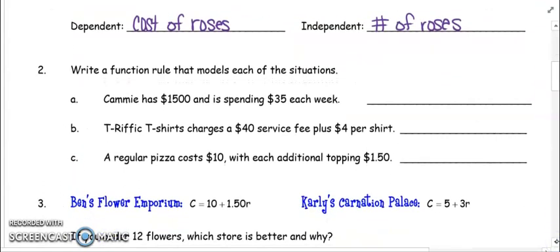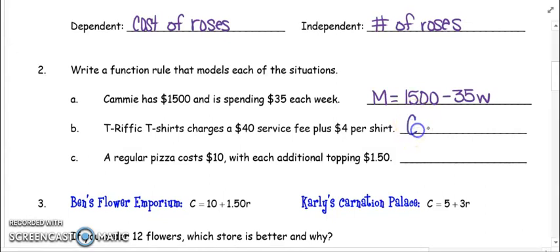Looking at number 2, I want to write a function rule that models each of the situations. Part A says Cammie has $1,500 and is spending $35 each week. So if we talk about money, she is originally starting with $1,500. And if she's spending $35 each week, spending means that it's going down. We are subtracting $35 each week. So 1,500 minus 35W.